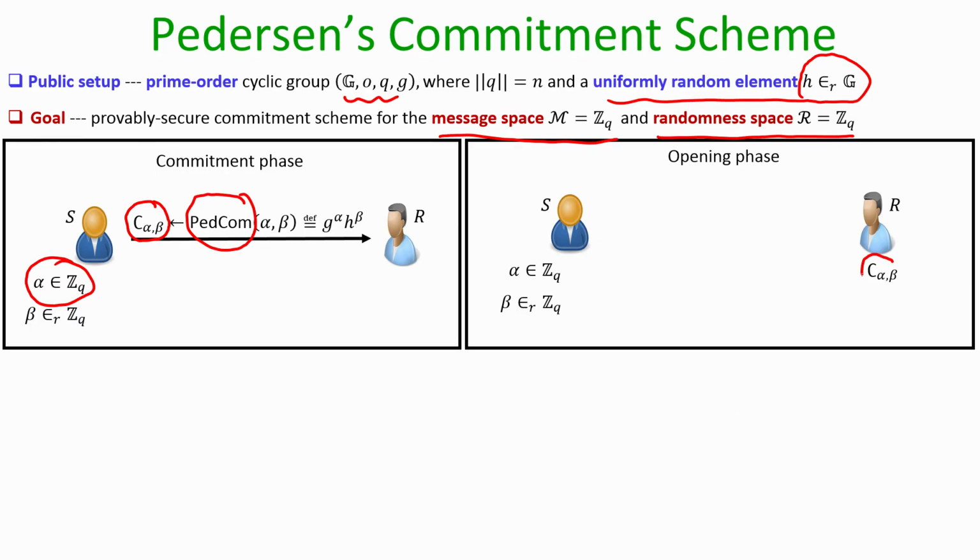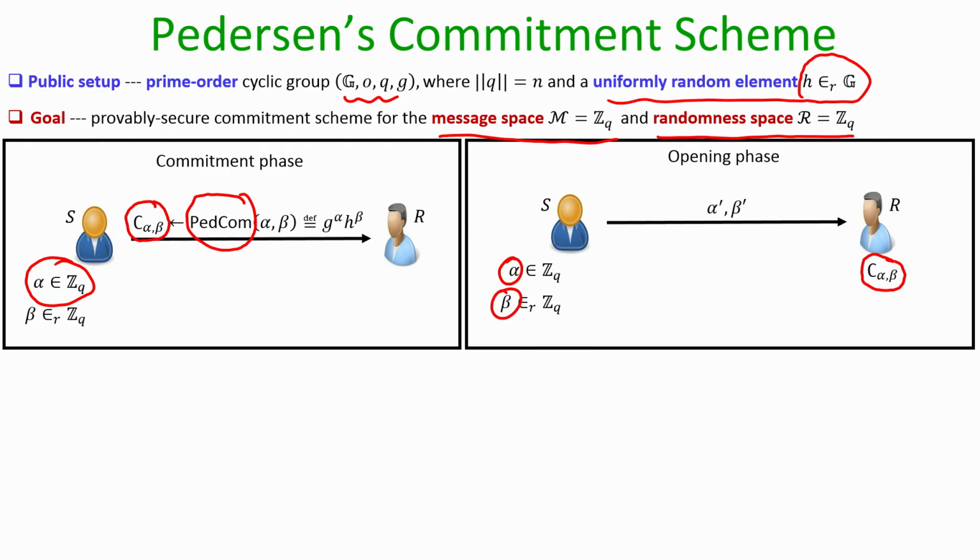The opening phase is straightforward. Imagine the receiver has an existing commitment available with it which it has obtained in the commitment phase, and say the sender has committed alpha with respect to the randomness beta. Now, it provides the opening information, which I denote by alpha dash and beta dash. If the sender is honest, then alpha dash will be the same as alpha and beta dash will be the same as beta, whereas if the sender is corrupt and wants to reveal a different message in the existing commitment, then it might submit alpha dash, beta dash different from alpha, beta.